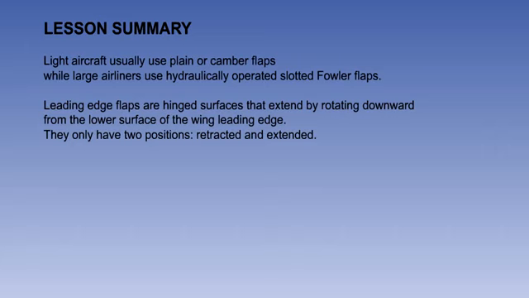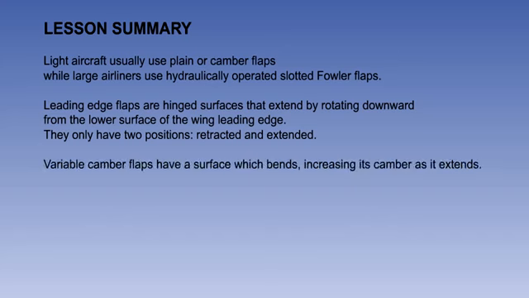Leading edge flaps are hinge surfaces that extend by rotating downward from the lower surface of the wing leading edge. They only have two positions, retracted and extended. Variable camber flaps have a surface which bends, increasing its camber as it extends. Kruger leading edge flaps are usually placed inboard.